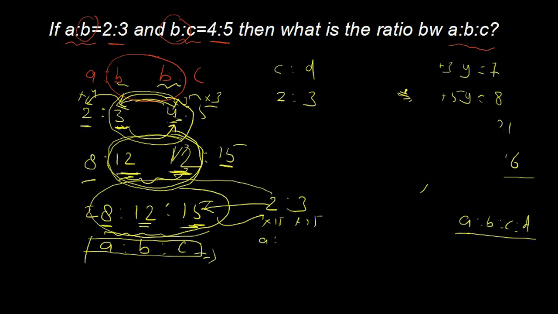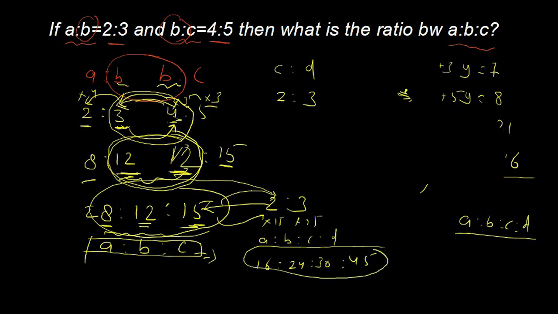So A is to B is to C is to D is going to be 8 2s are 16, 12 2s are 24, 15 2s are 30. Now again this is 15 2s are 30, so that is common, and this is going to be 15 3s are 45. So this is 16 is to 24 is to 30 is to 45. So this value is going to be your value of A is to B is to C is to D. So this is how we can club the values of ratios, and you can do it very easily.